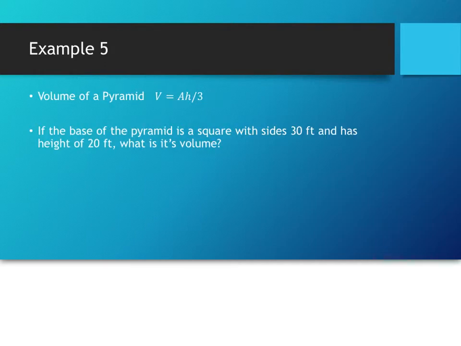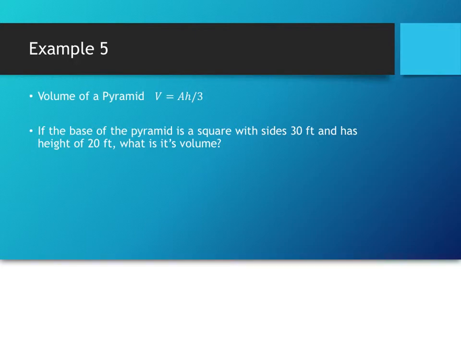All right, so let's say I'm looking at the volume of a pyramid. Now, if you go and Google volume of a pyramid, you'll get volume equals AH/3. The reason you get this: V means volume, A means area of the base, and H means the height from the top point in the pyramid down to the base.